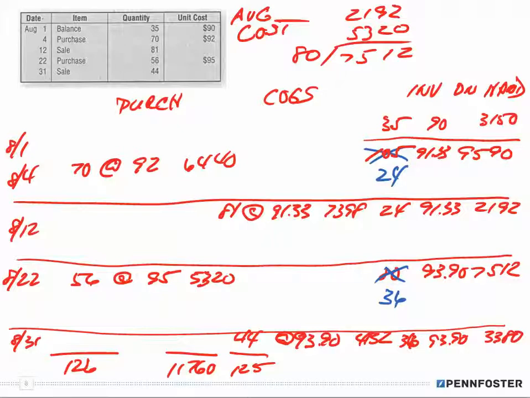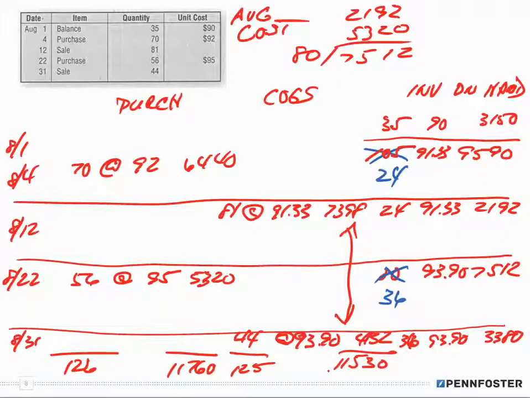So, from a purchase perspective, we're still at 126 and we're still at 11,760 is the value of our purchases. Okay, that's not going to change. What changes is, depending upon the method we're using, our cost of goods sold is going to change. Sure, we're selling the same number of units, in this case 125, but in all three instances, our cost of goods sold amount changes. All right.